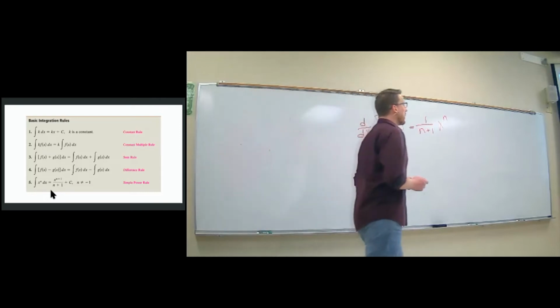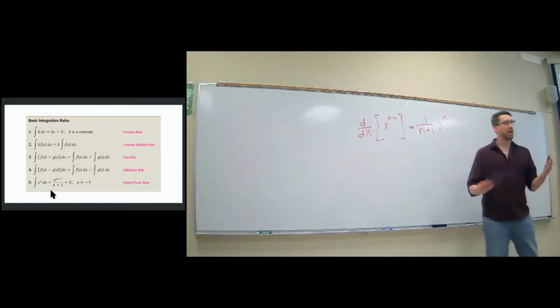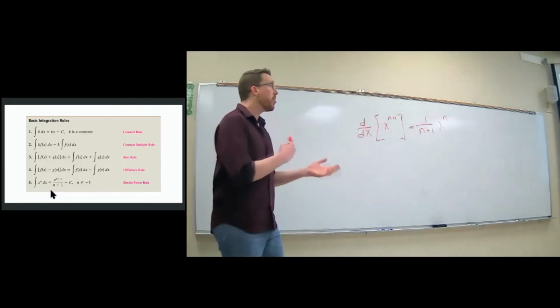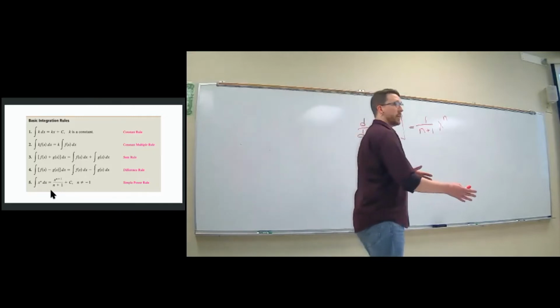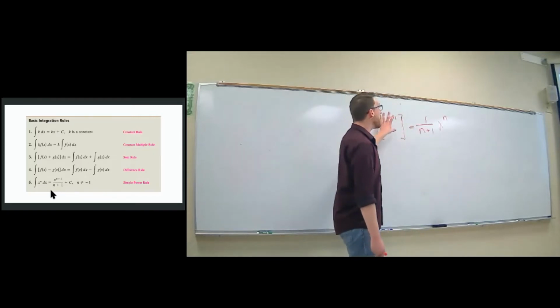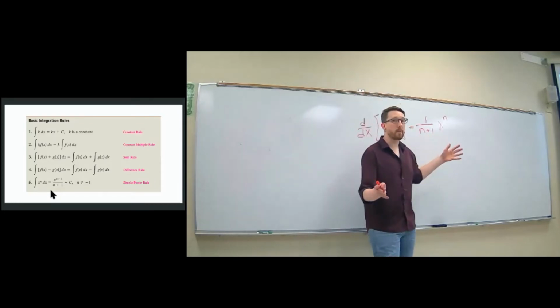But in each of these, and I shouldn't say in each of these, in 1 and 5, we have plus a constant. That's because, again, these things differ up to a constant. Whatever we took the derivative of to get what we're integrating can be different up to a constant.